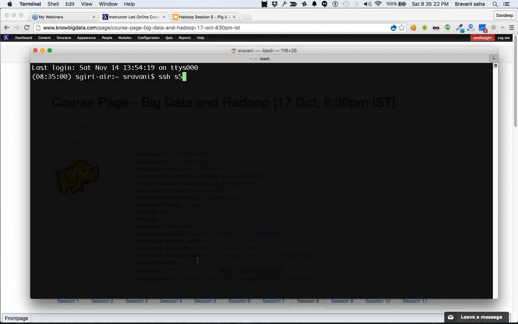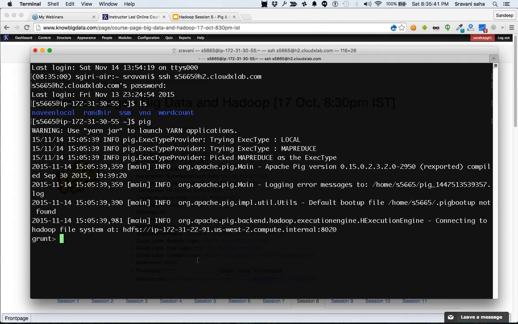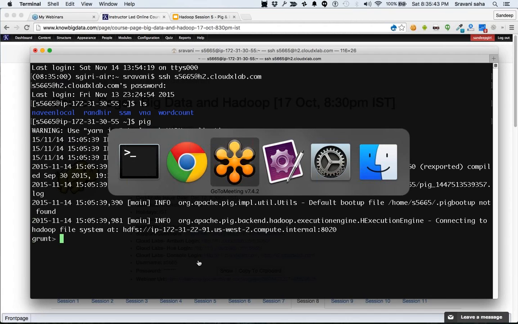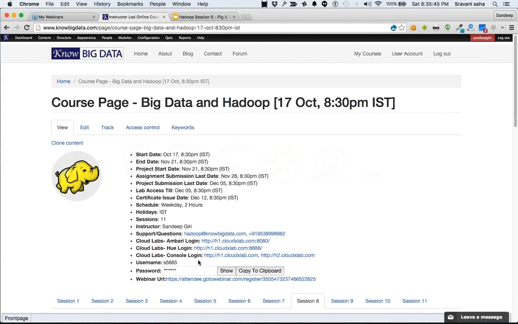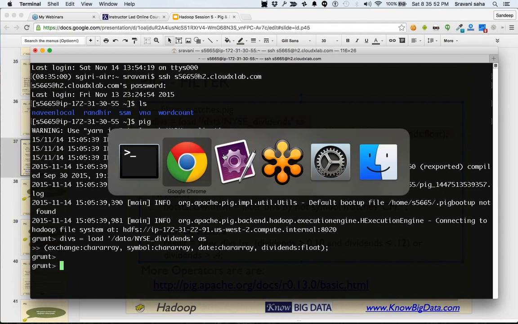S5665 at h2.cloudxlab.com. All right. So I've started Pig here. And let's try to do this exercise.